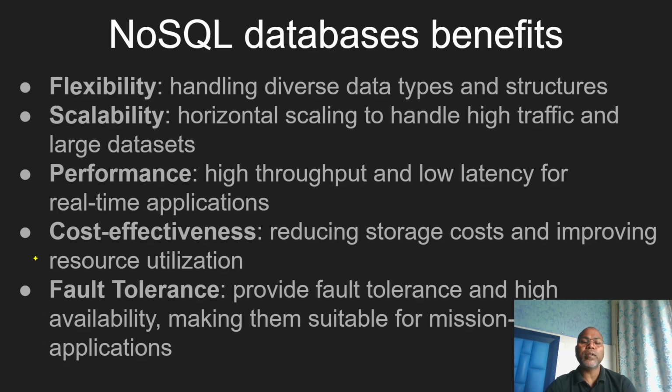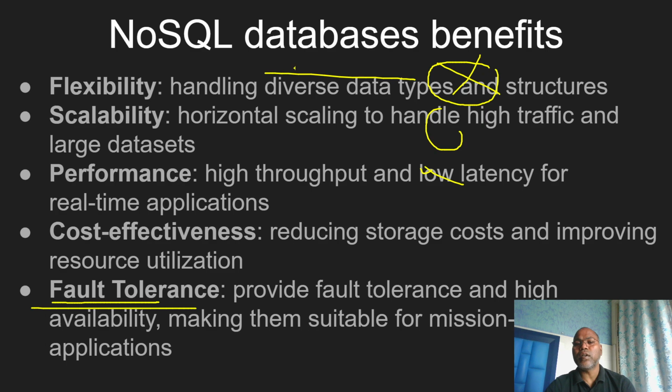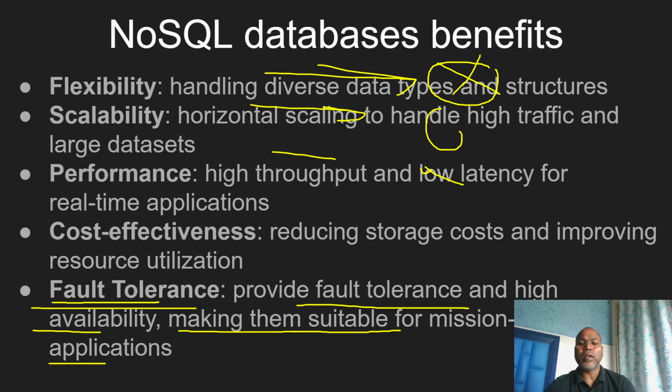And after that, they also support fault tolerance. Even if some server fault happens, some network failure happens, some problem happens, our system is still going to run. Our complete system is not going to crash. It provides fault tolerance and high availability, making them suitable for mission critical applications. Whenever a request comes 24/7 at any time, our system must be able to respond. Your system should be highly available. So due to scalability, you can also offer high availability and fault tolerance.